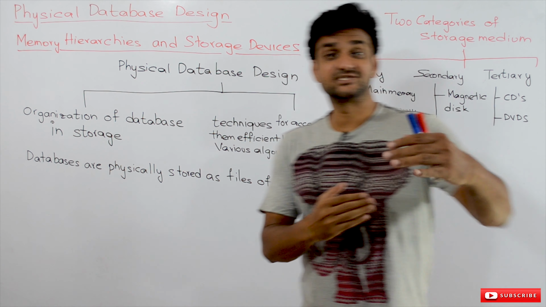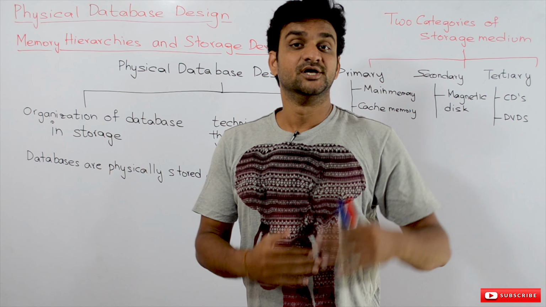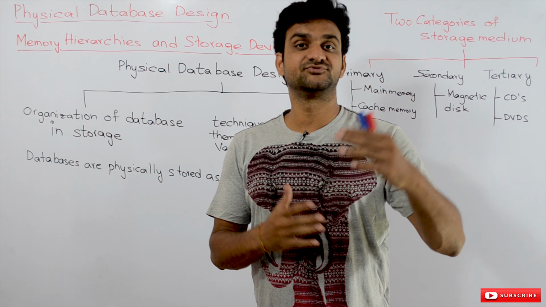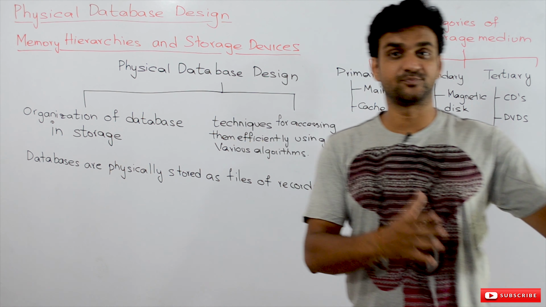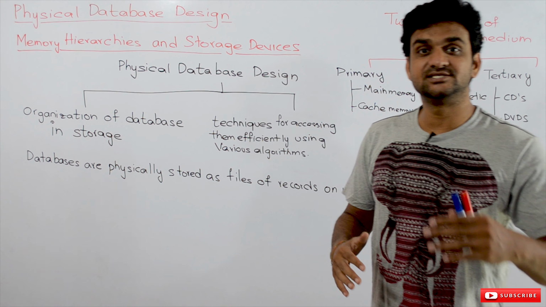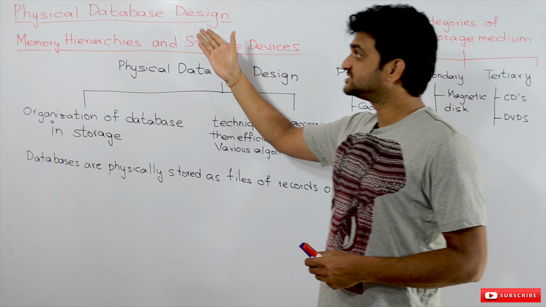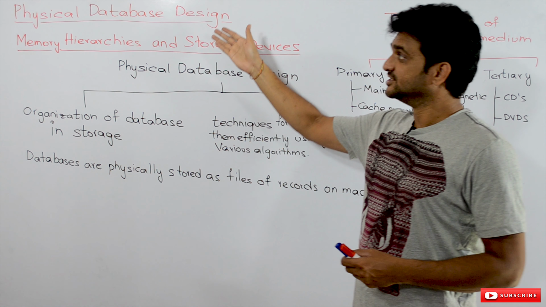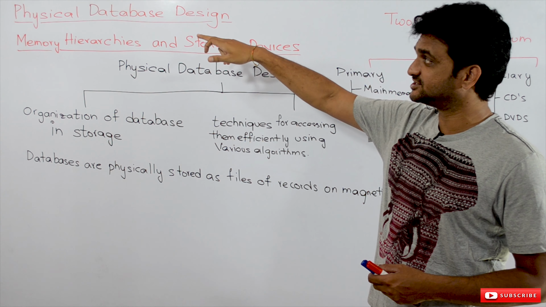In this class we will start a new section called physical database design. In our previous classes we have covered a section called normalization. There we discussed how the tables will get normalized. All those concepts have been discussed in our previous section. So this class is the first class for the new section called physical database design.